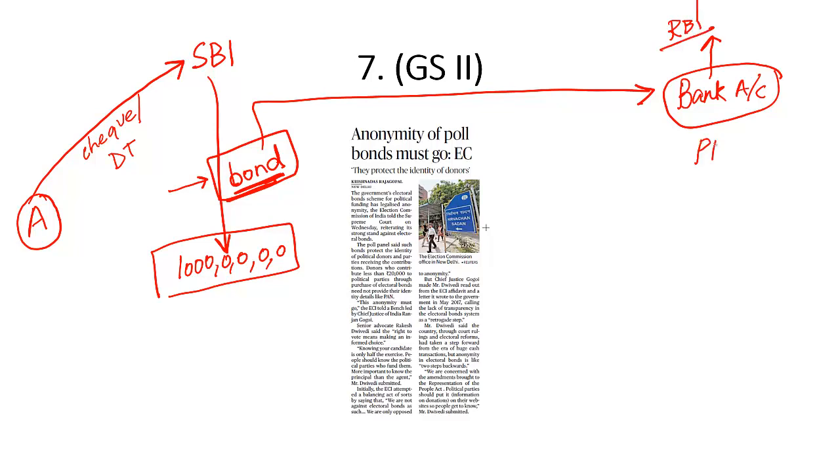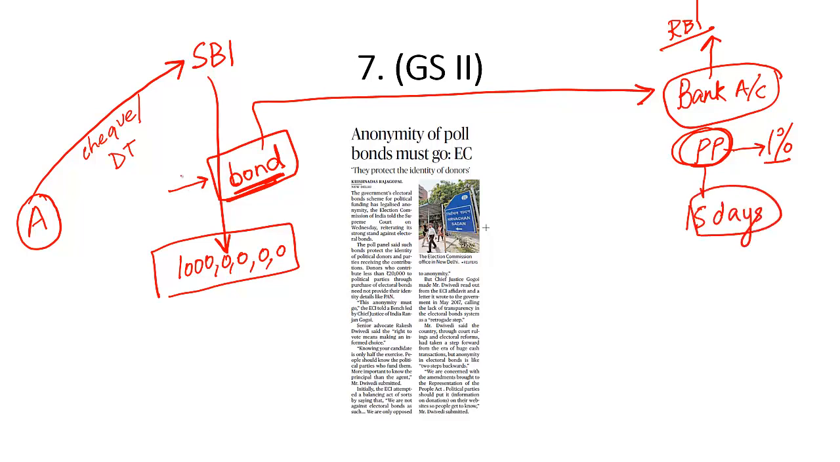But for which political party can I deposit this electoral bond? Any political party which has polled at least 1% or more votes in the last assembly or Lok Sabha election. That means any political party bagging less than 1% votes cannot get these funds through the electoral bonds. And this political party has 15 days to encash this money.